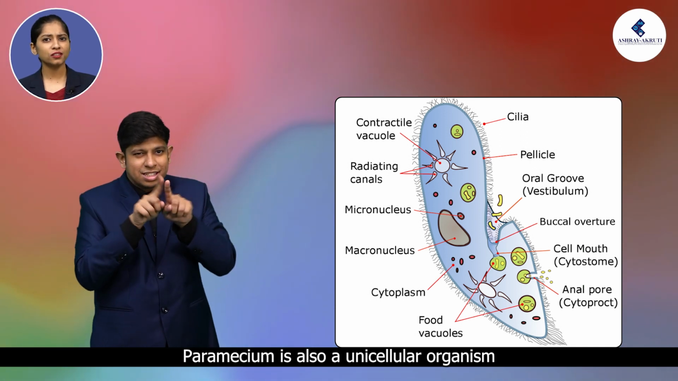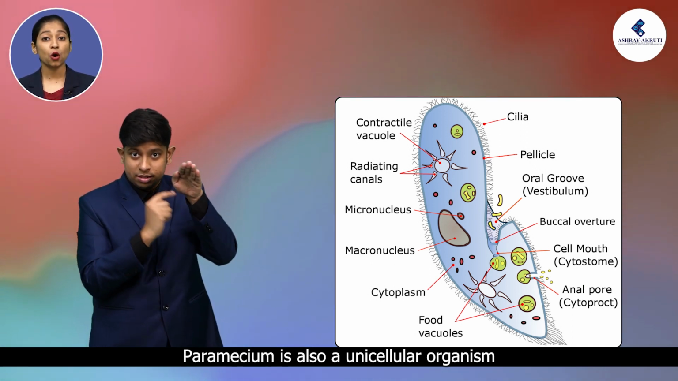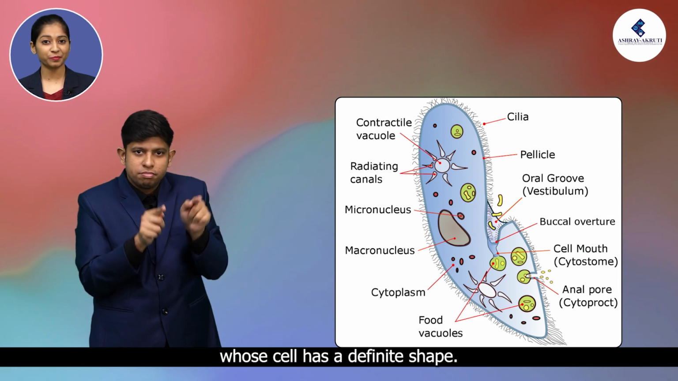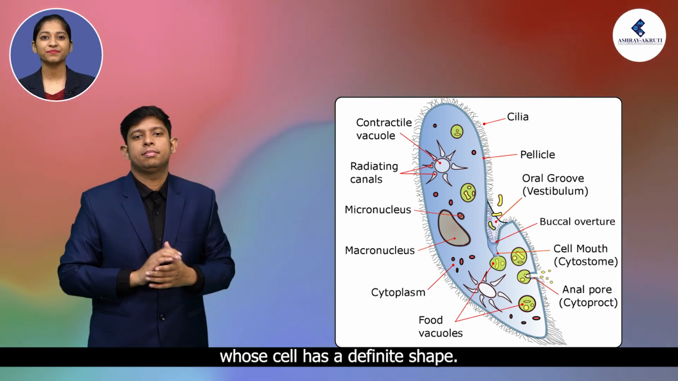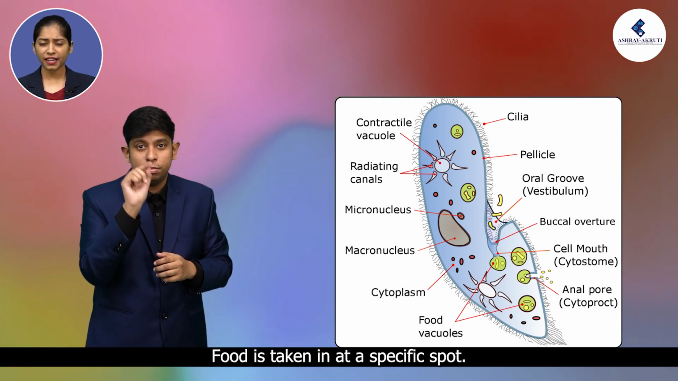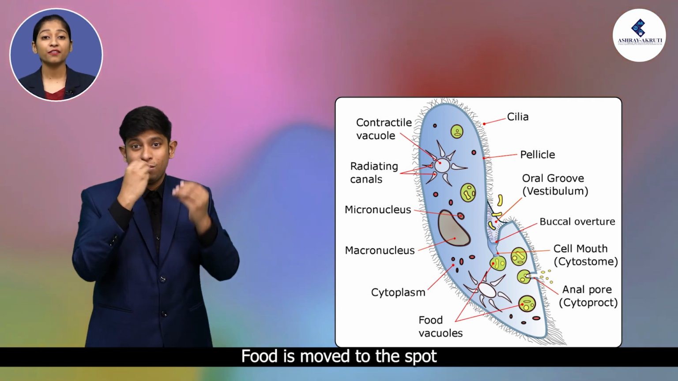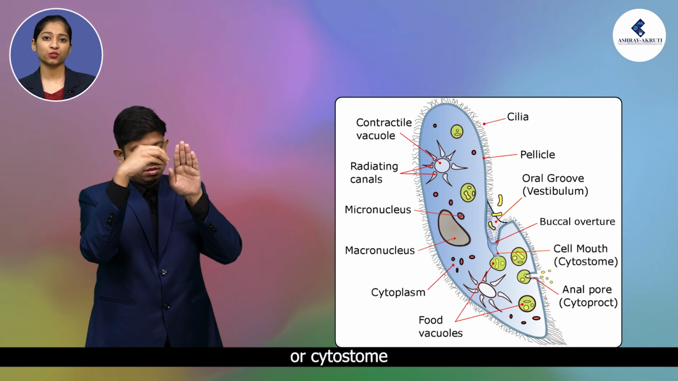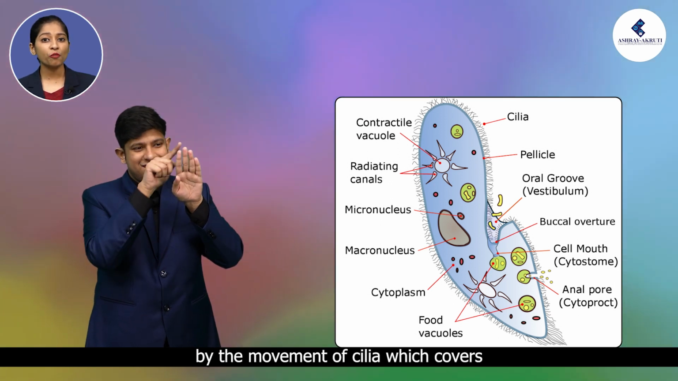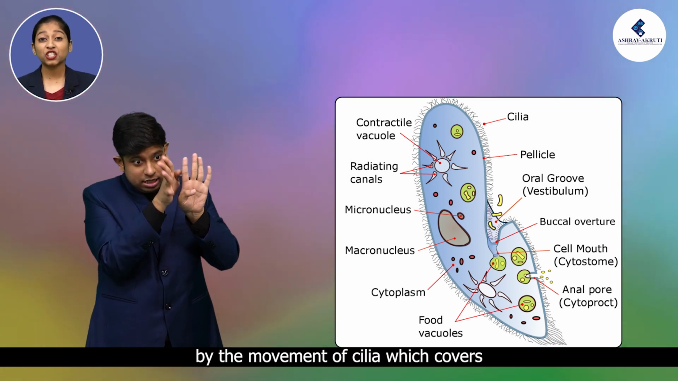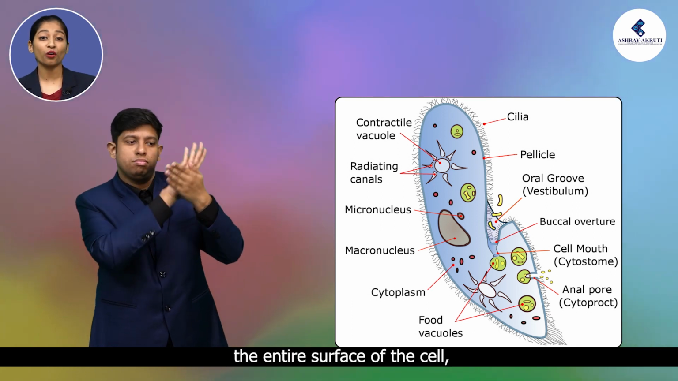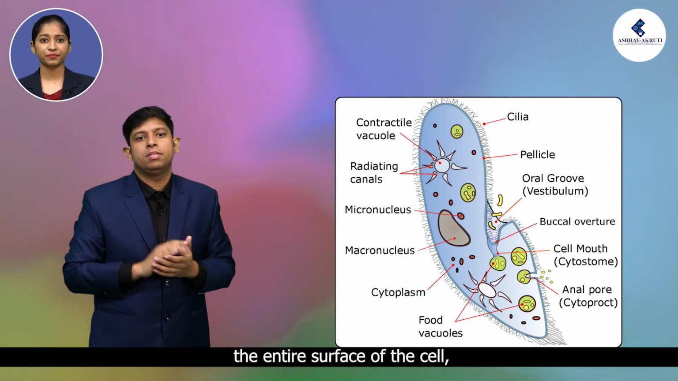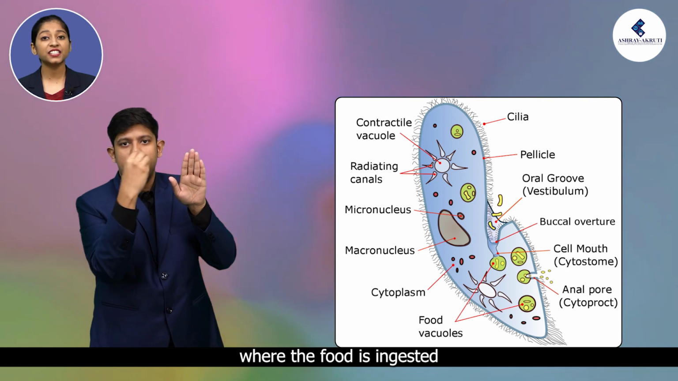Paramecium is also a unicellular organism whose cell has a definite shape. Food is taken in at a specific spot. Food is moved to the spot or cytostome by the movement of cilia, which covers the entire surface of the cell, where the food is ingested.